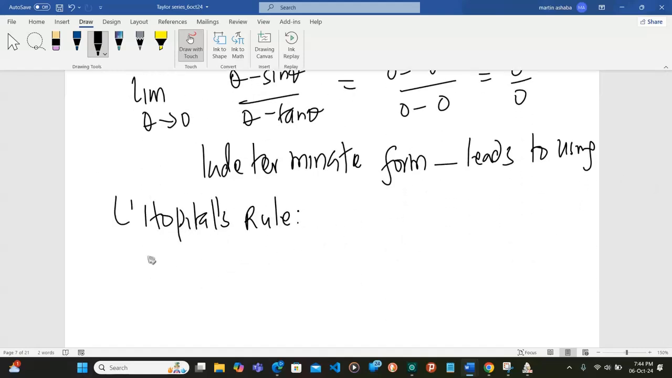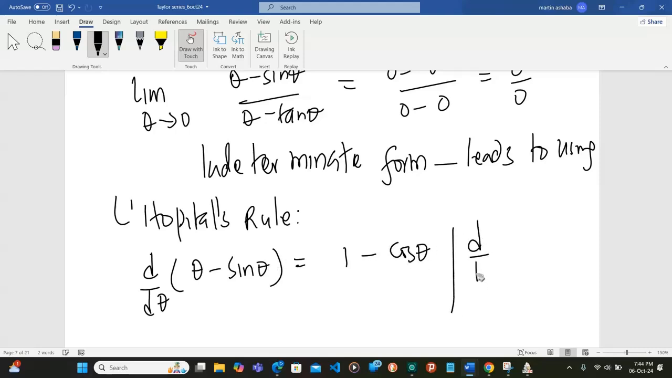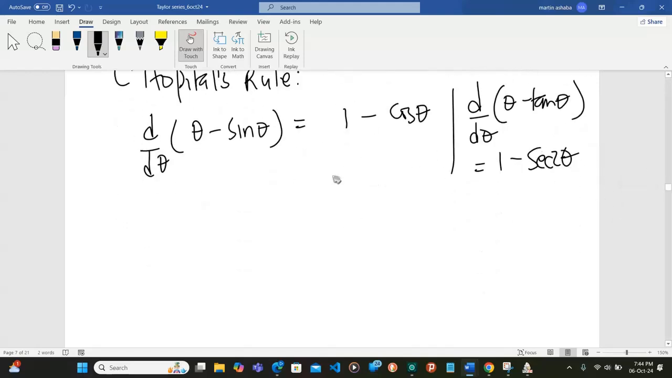We need to find d by d theta of the numerator, which is theta minus sine theta, and this gives us 1 minus cos theta. Let us also find d by d theta of theta minus tan theta, which is the denominator. This gives us 1 minus sec squared theta. This is where people get problems. If you don't know how to differentiate tan theta very fast, then you'll have to suffer to go back and look at it in the first principles.